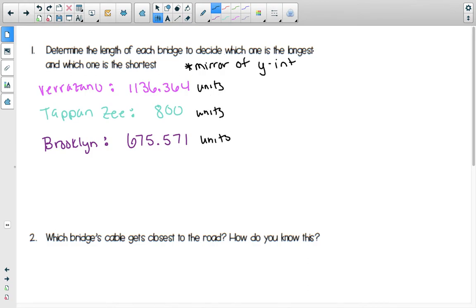So which one is the longest? The Verrazano Bridge is the longest, and the shortest is the Brooklyn Bridge, because of the values. So Verrazano is the longest, and Brooklyn Bridge is the shortest.